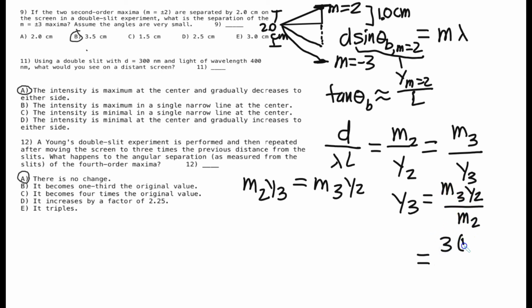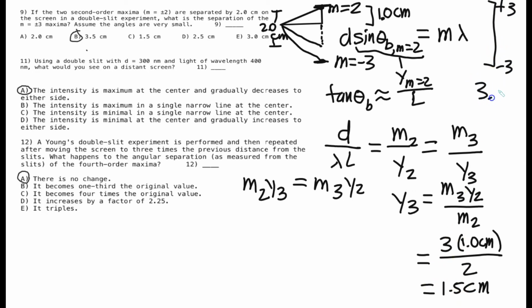And then the numbers put into that: m3 is just 3, y2 is 1.0 centimeters, and over here we've got 2. So 3 over 2 is just 1.5. That gives us 1.5 centimeters, because it's 3 over 2, 1.5 times this 1. And then remember, we've got to double it again. Because if you're going to go from +3 to -3, the total distance between them is going to be 3.0 centimeters. So that would be our answer.